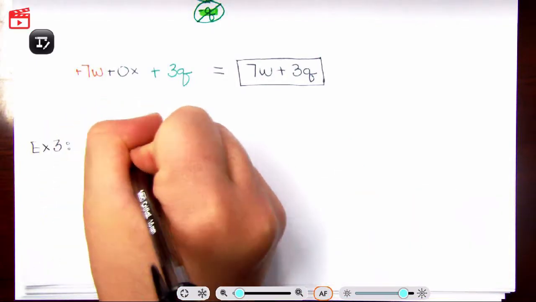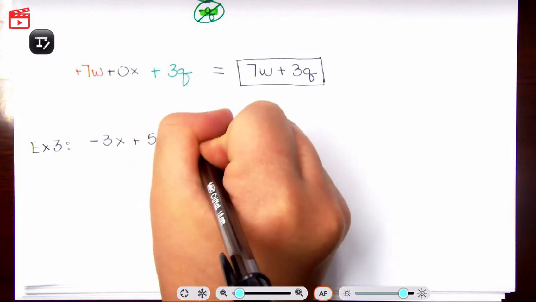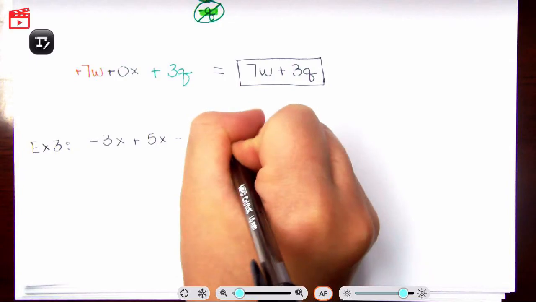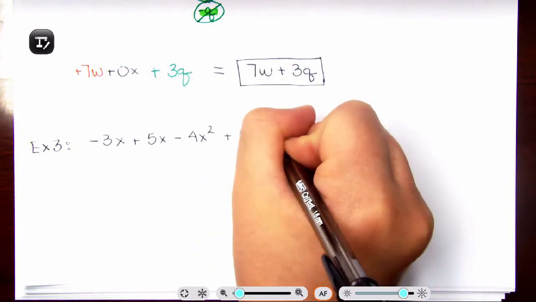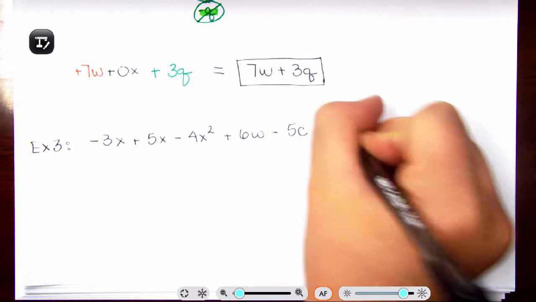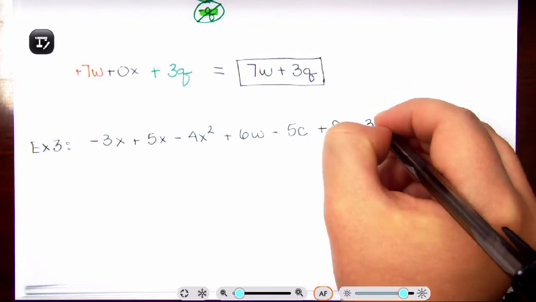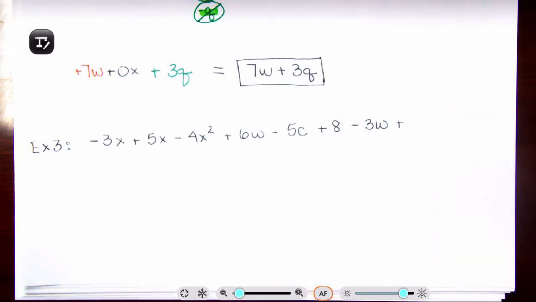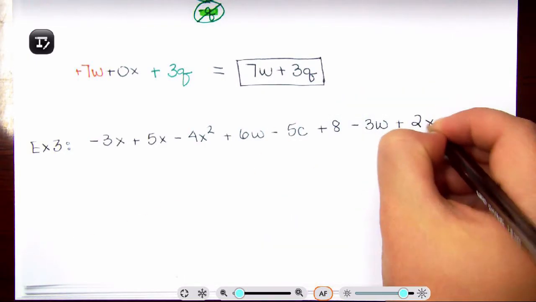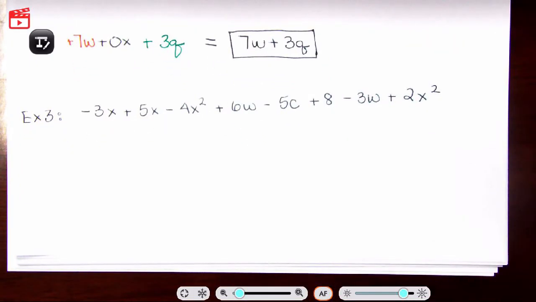So I have negative 3x plus 5x minus 4x squared plus 6w minus 5c's plus 8 minus 3w and 2x squared. I'm running out of room here towards the bottom, so I'm going to try to make it very small and compact. So let's go ahead and write these out.